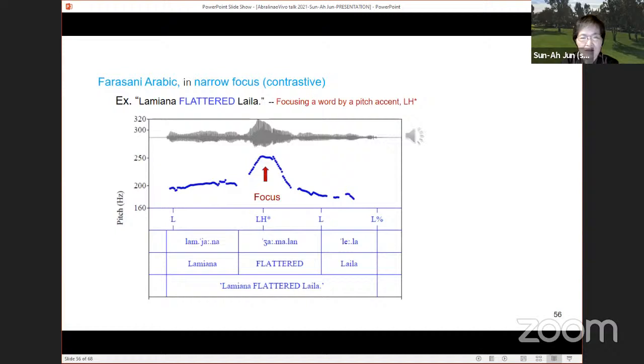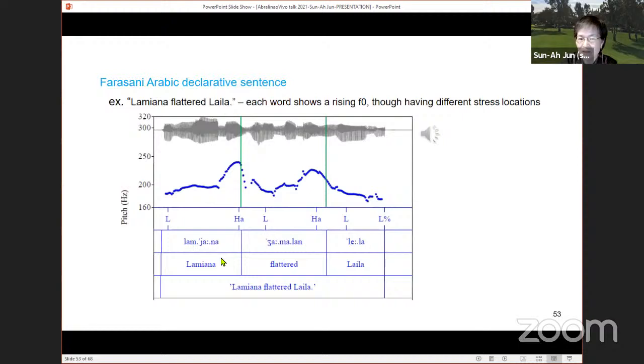Now this example is in narrow focus condition. It's the same sentence as the earlier one we saw, Lamiana flattered Laila. But this time the verb, flattered, got narrow contrastive focus. And now the pitch range is expanded, and the pitch peak happens at the stressed syllable. Lamiana jamalan Laila. One more time. So pitch accent does appear when the word is narrowly focused. But in the default broad focus, this is the same sentence, and there's no pitch accent. Lamiana jamalan Laila. So low, high, and low.